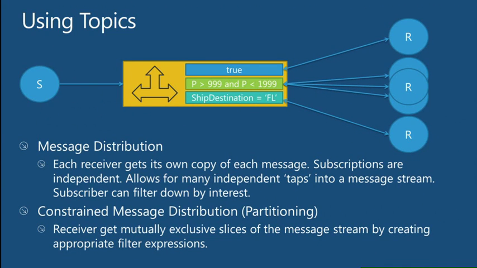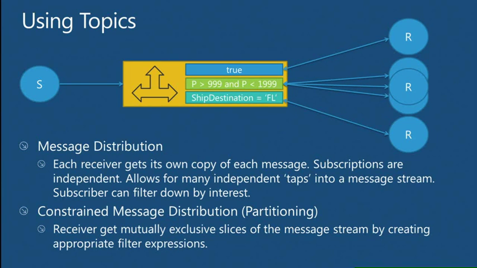The competing consumer notion, what I said about load leveling and load balancing, is true here as well. A single subscription behaves exactly like the head of a queue. So you can have competing consumers, load balancing, load leveling, all of that is true here as well. With that you get message distribution, effectively fan out, broadcast, up to 2,000 subscriptions, and constrained message distribution and partitioning.